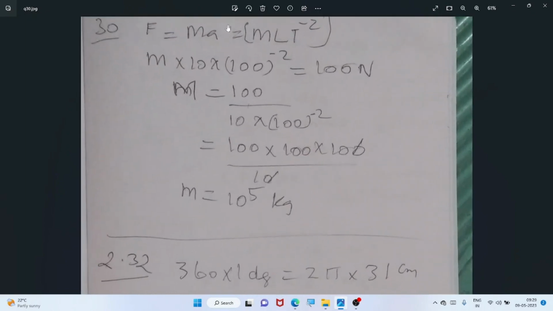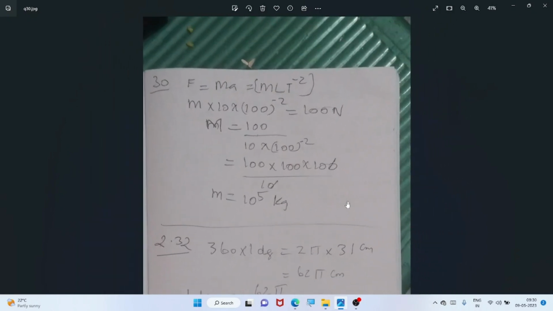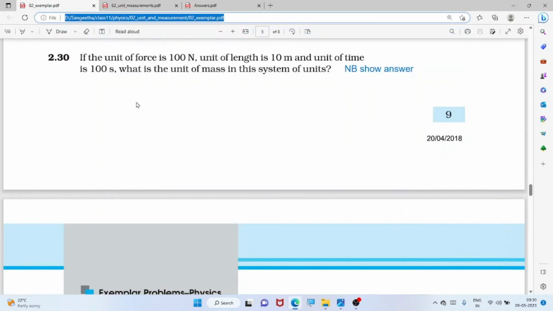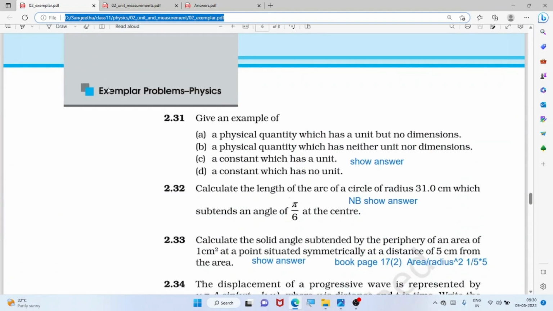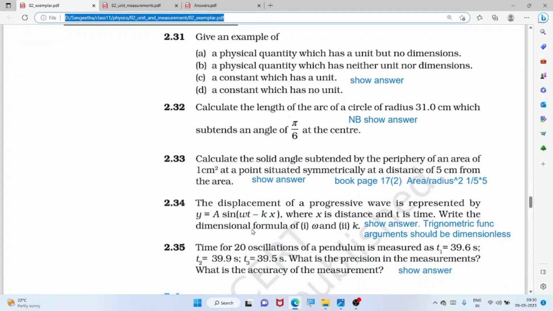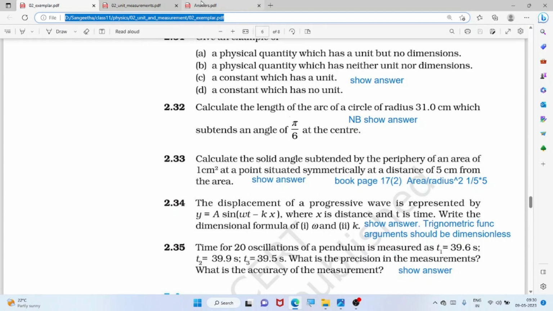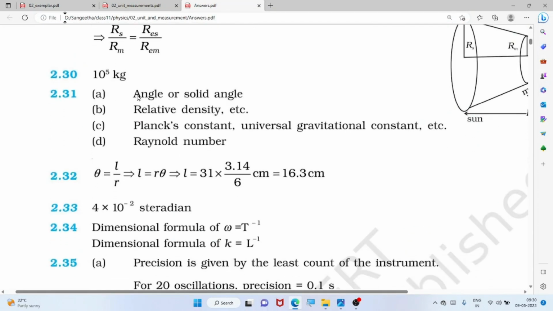Okay, mass into acceleration is given. So after that the mass is equal to 10 power 5 kg. Give the example of a physical quantity which has unit but no dimensions, a physical quantity which has neither unit nor dimension, a constant which has unit, a constant with no unit. 31. So these are the answers they have given.